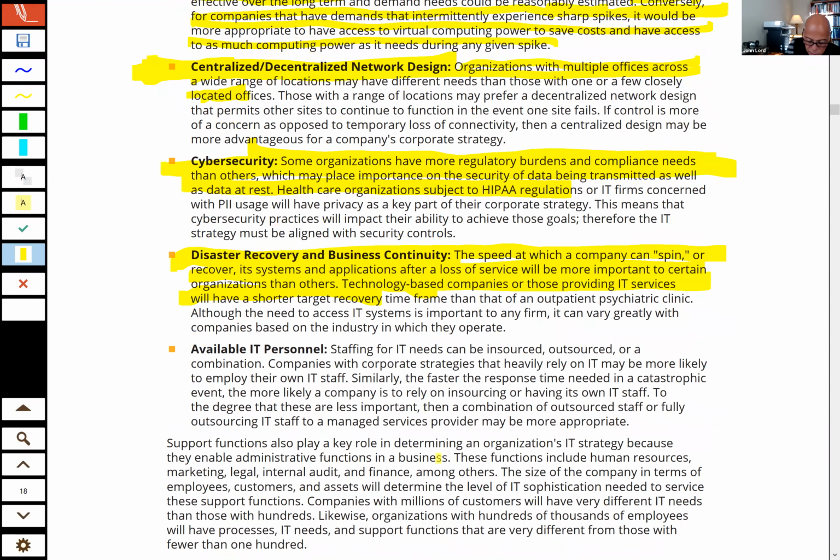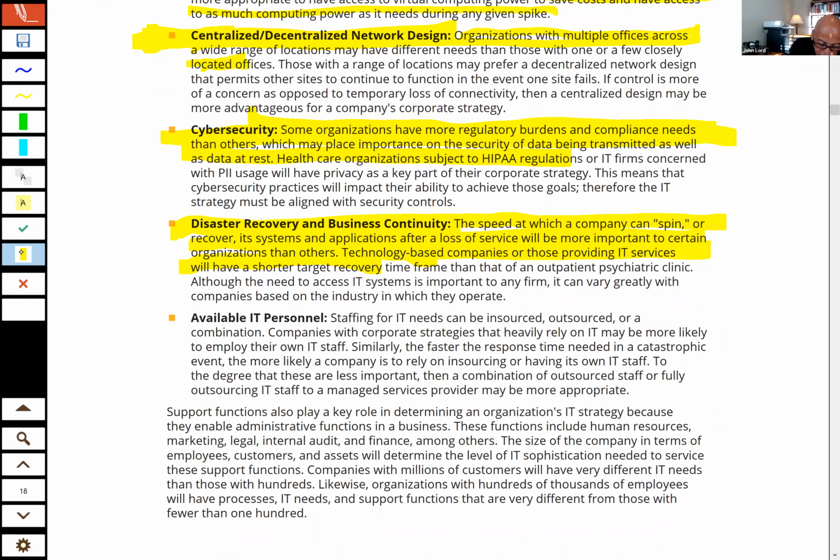And then, of course, the availability of IT personnel. Staffing for IT needs can be insourced or outsourced, but we obviously need to be able to make sure that we can get the expertise that we need at any point in time.